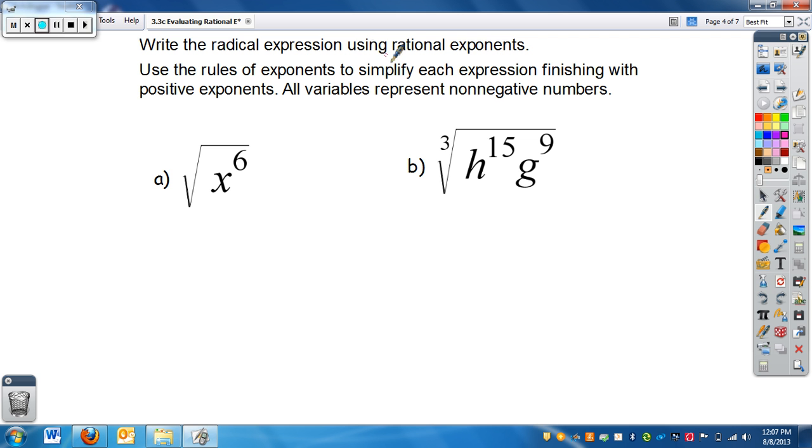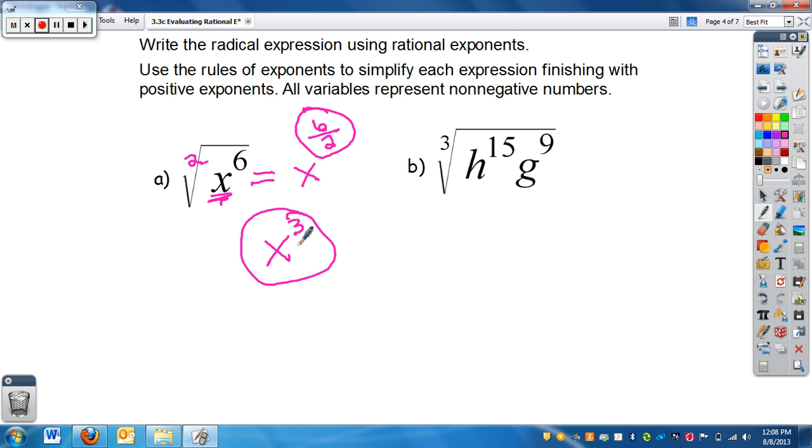Alright, so we're going to write the radical expression using rational exponents, and then we're going to use our exponent rules to simplify. So here, our base is x, our numerator is 6, to the 1/2 power, or 2. Well, if you have a fraction that you can simplify, go ahead and simplify it. So this is x to the 3rd. I only have one base the same and one exponent. It's positive. I am done.